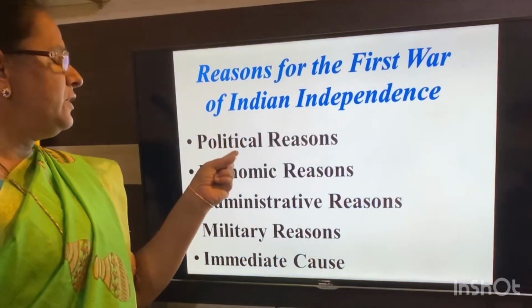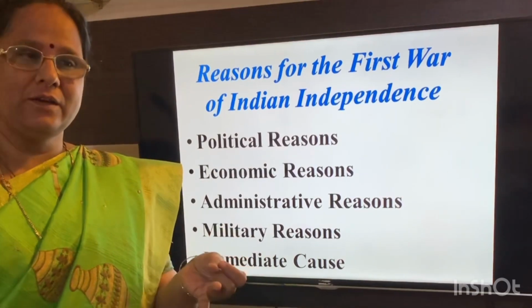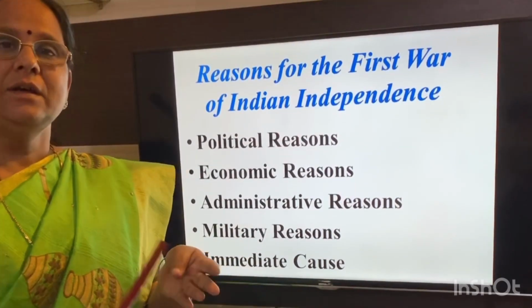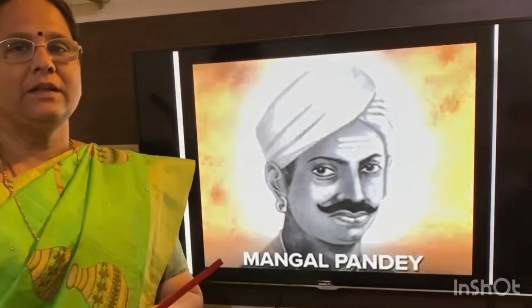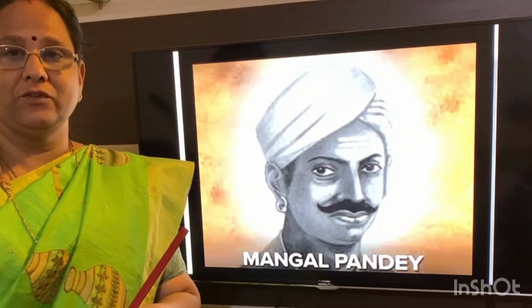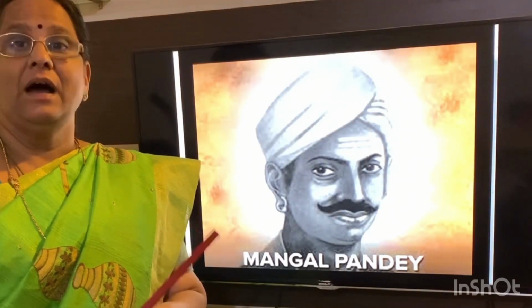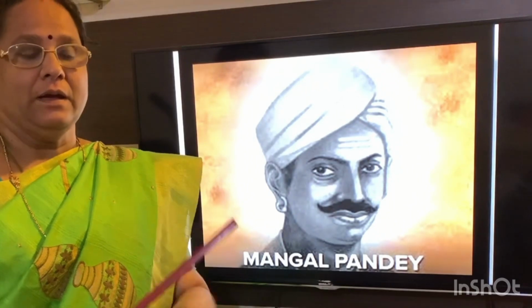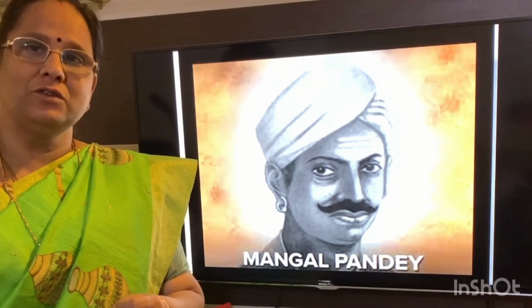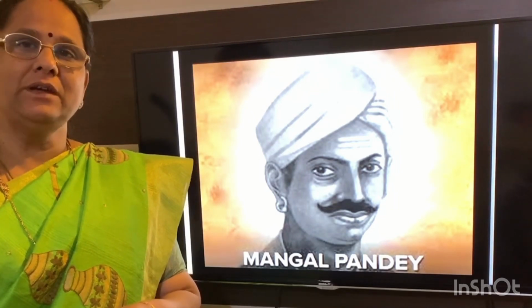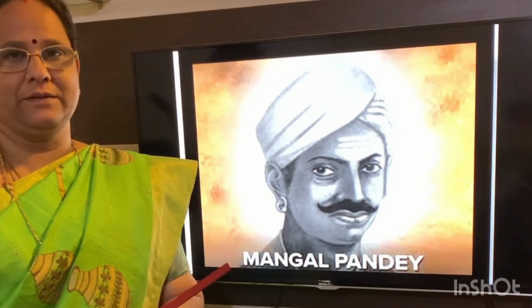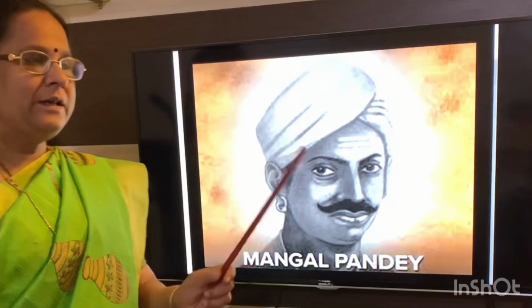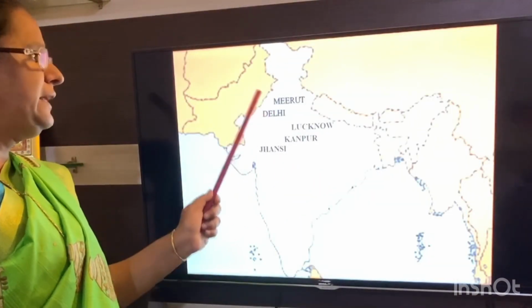First point, political reason, economic reason, administrative reason, military reason and immediate reason. Next, in the next session, we learned about the scope and the nature of mutiny. That is at Barakpur. In Barakpur, you have to remember Mangal Pandey, who was an Indian soldier. He killed Major Hudson and escaped. Later, he was arrested and hanged.